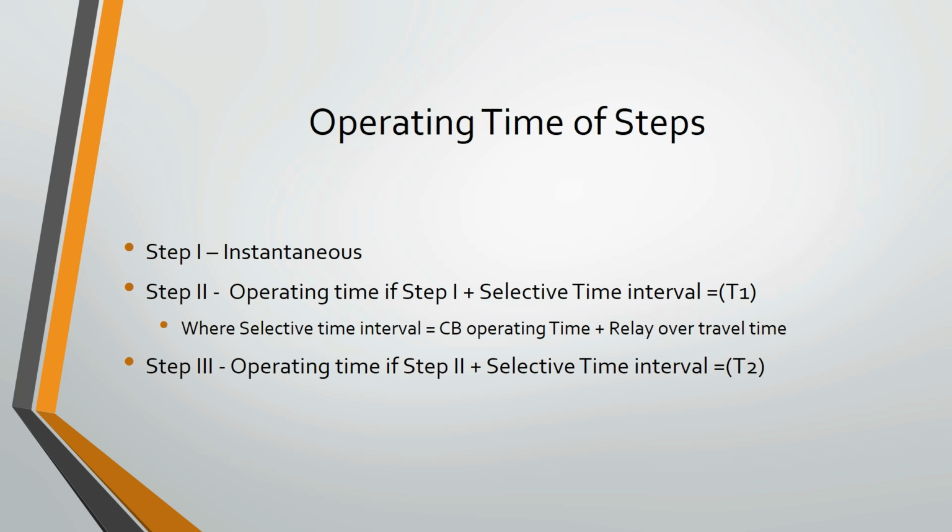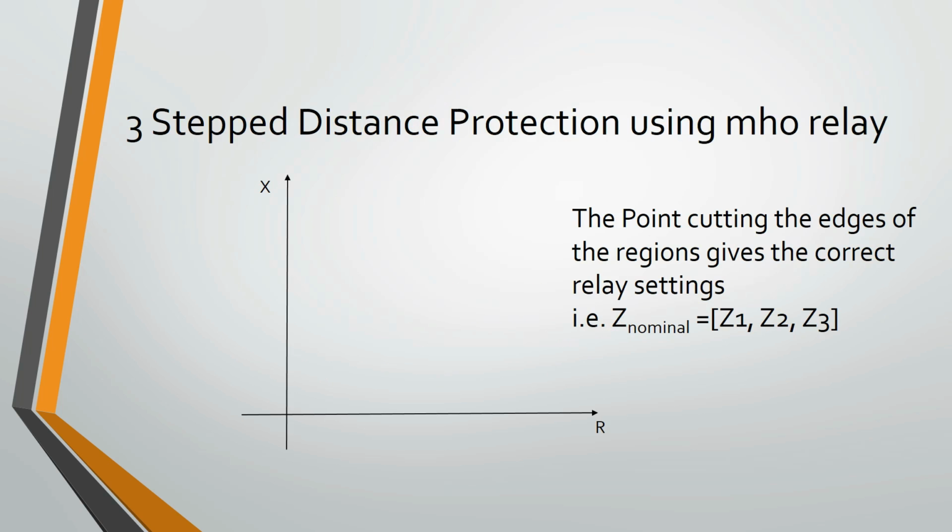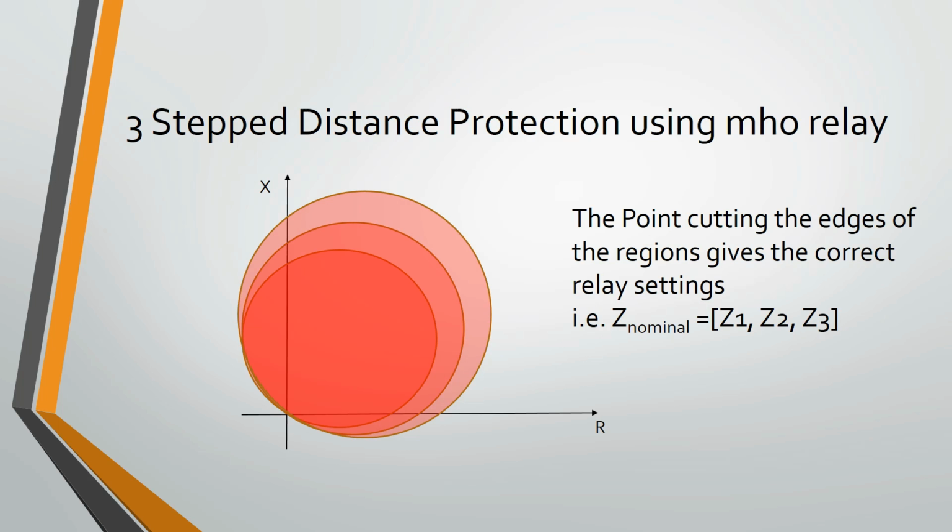Operating time for this is selected in a similar fashion as discussed earlier. 3-step distance protection using a mho relay. Basically, this tells us the numerical settings of the zones. The line cutting the edges of these circles gives us the exact values of the zones' impedances.